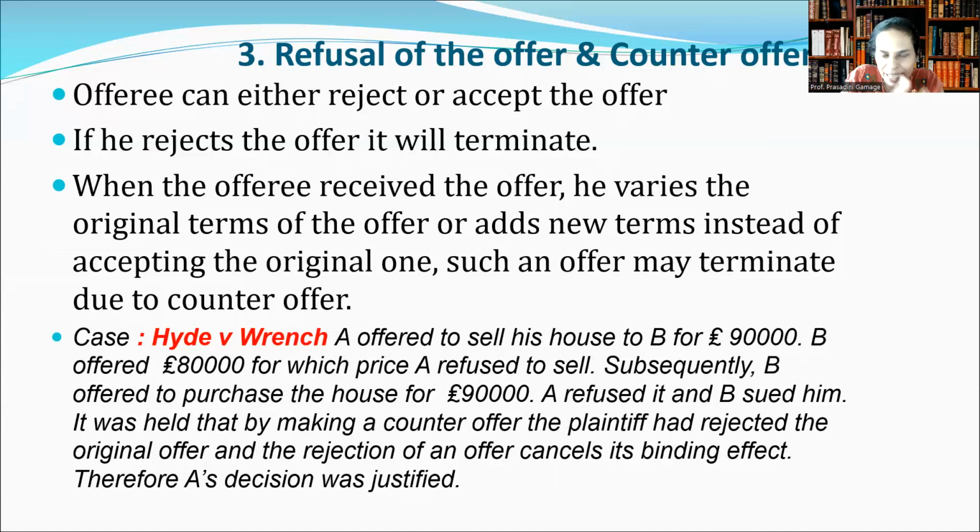Let's read the case. A offered to sell his house to B for 90,000 pounds. B offered 80,000 pounds, for which price A refused to sell. Subsequently, B offered to purchase the house for 90,000. A refused it and B sued him. It was held that by making a counter offer, the plaintiff had rejected the original offer, and the rejection of an offer cancels its binding effect. Therefore, A's decision was justified.